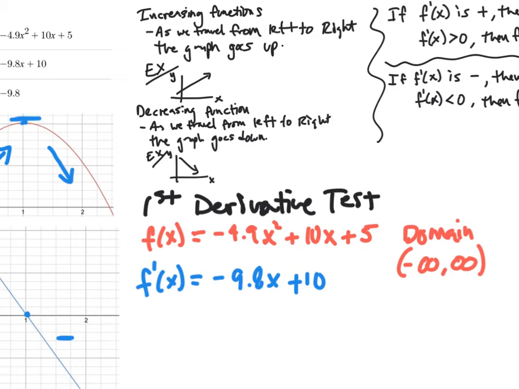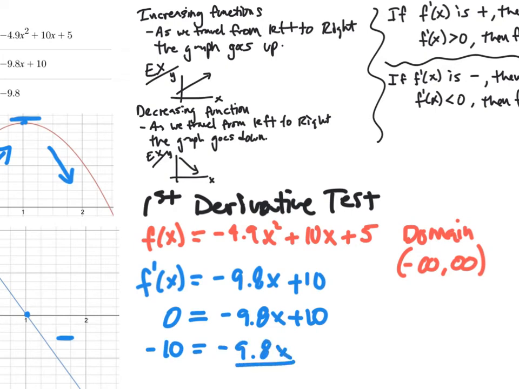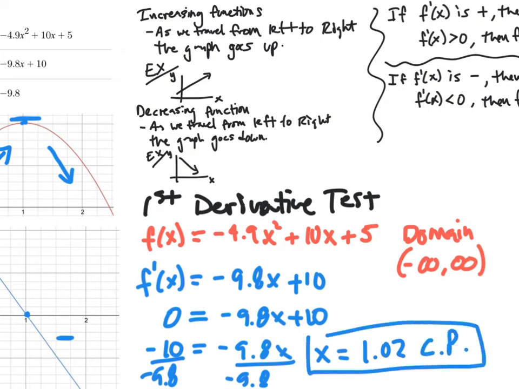And so what I want to do is set our derivative equal to zero, okay? So if I take zero here and set that equal to negative 9.8x plus 10 and solve this for x, I'm going to subtract 10 on both sides and get negative 10 equals negative 9.8x. I'm going to divide by negative 9.8 on both sides. And so we end up getting that x is equal to just about 1.02, okay? And this is our critical point. This in my domain is going to help me to do the first derivative test.